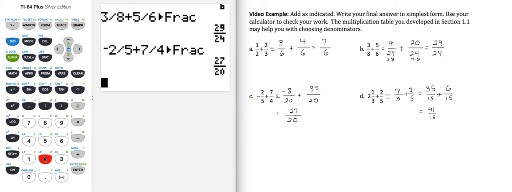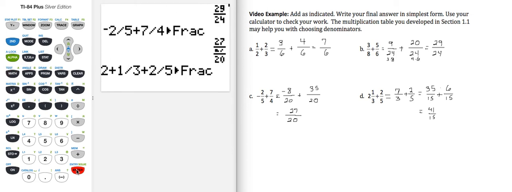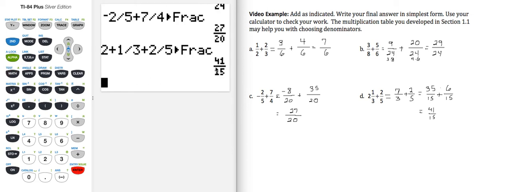Let's double check on our calculator. 2 plus 1 divided by 3 plus 2 divided by 5. I want my final result as a fraction, so I press Math, Enter, Enter, confirming the final result of 41 divided by 15.